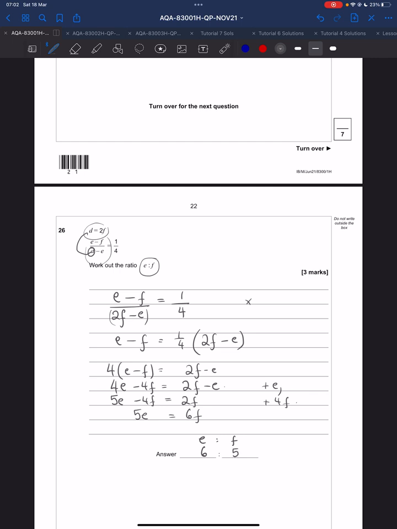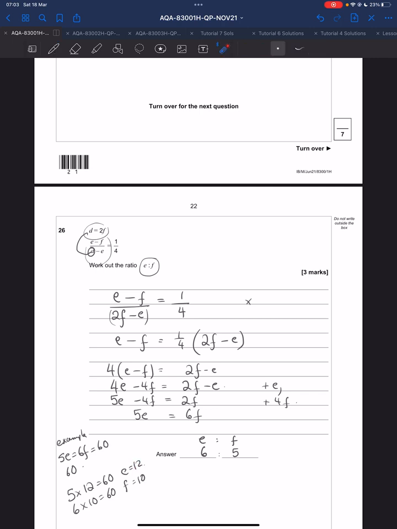to 5. That's not a mistake. If we think of a number, say like 60 jumps to mind. If 5e equals 6f equals 60, this is only an example, it's nothing to do with the question. 5 times 12 is 60, so e is 12. And the other one is 6f. 6 times 10 is 60, so f is 10.